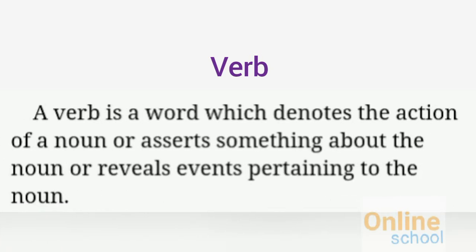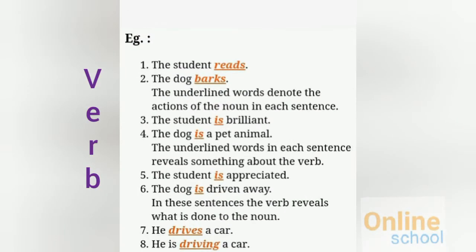Actually, a verb can be a sentence by itself with the subject implied in most cases, such as sing and drive. Example number 1, the student reads. Number 2, the dog barks. The underlined words denote the action of the noun in each sentence.